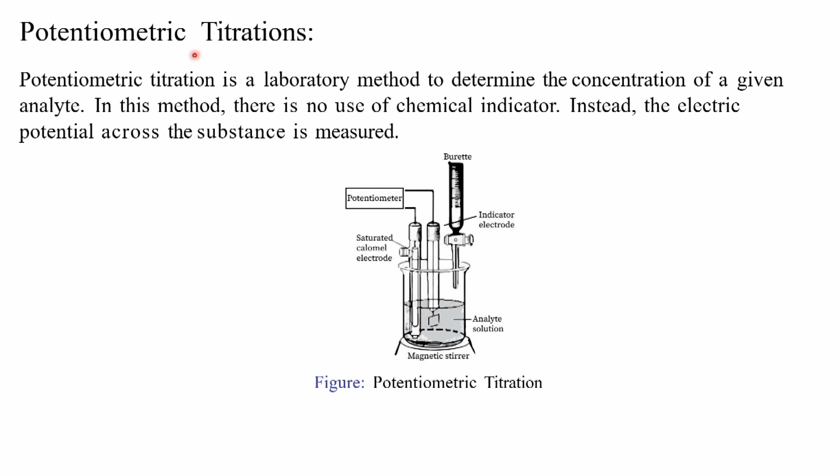Next we discuss potentiometric titration. Potentiometric titration is a laboratory method to determine the concentration of a given analyte. In this method, there is no use of a chemical indicator. In normal titrations, like acid-base titration, we usually use indicators like phenolphthalein, methyl orange, etc. Here, instead, the electric potential across the substance is measured.